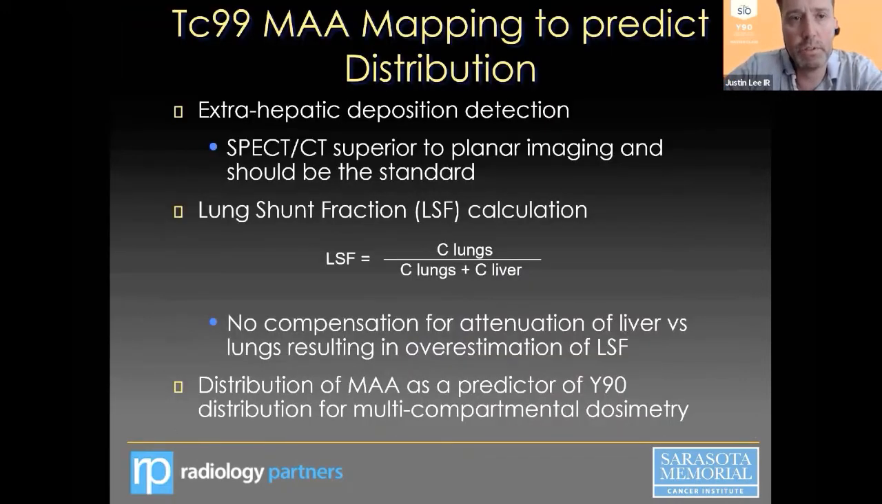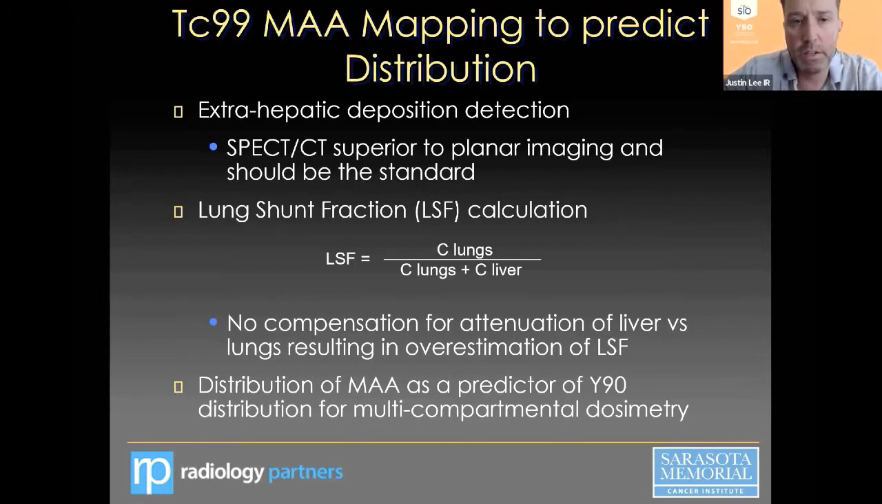So, as much as there was some discussion and allusion to whether or not you could get rid of the mapping procedure, I still think it's the cornerstone right now for how we can predict how our dosimetry is going to look. And I think there have been a couple of key points shown in the literature. Number one is SPECT. The use of SPECT CT is superior to planar imaging, and I think it should be the standard. Ironically, I didn't have SPECT CT when I was in an academic setting, and in a private setting, I do have it. One of the challenges in a private setting is that it does not get reimbursed.